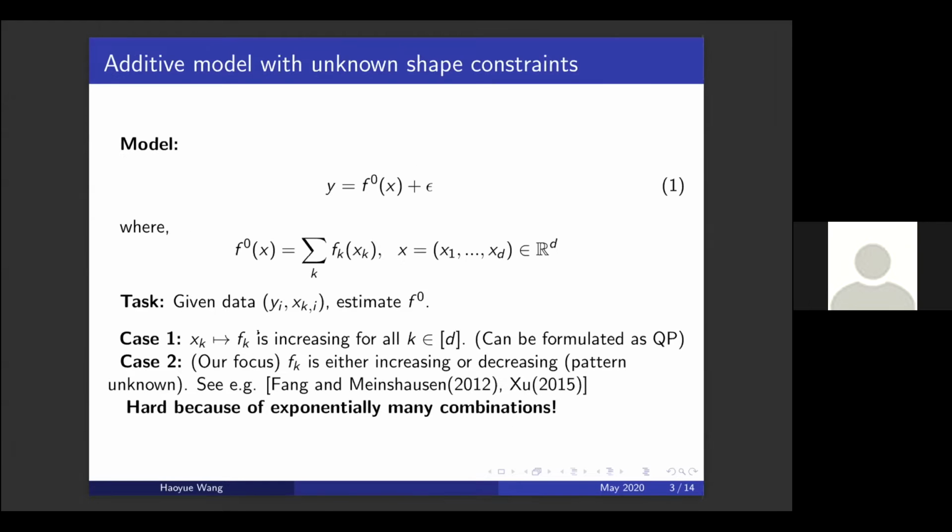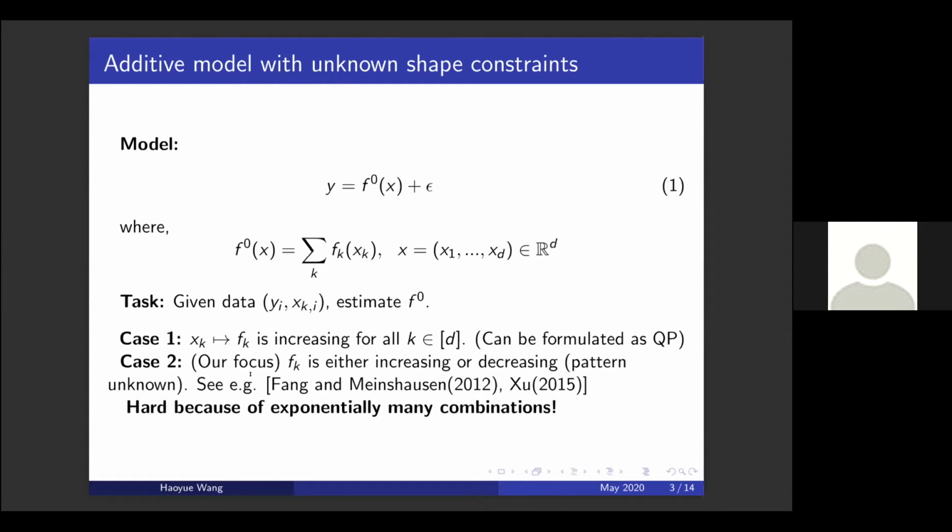One possible way is to assume that it satisfies a certain shape restriction. For example, we can assume that fk is an increasing function, or we can also assume it's a convex function. This is a classical setting, and in that case, the problem can be formulated as a quadratic program, and it can be solved efficiently. Our focus here is a bit different.